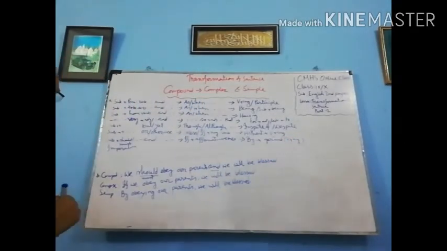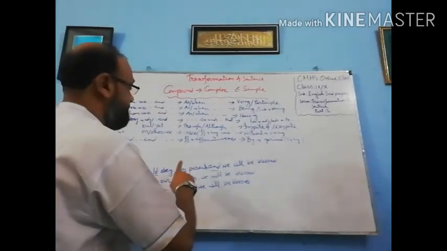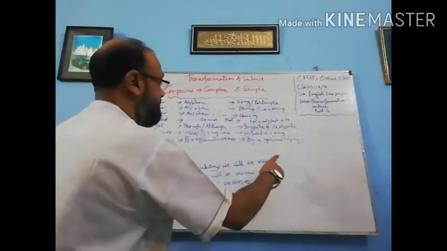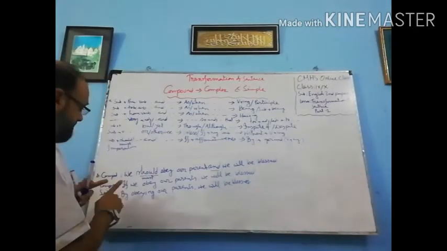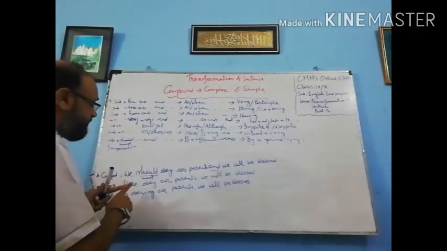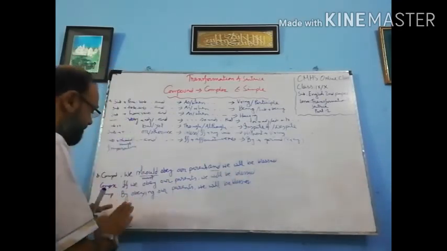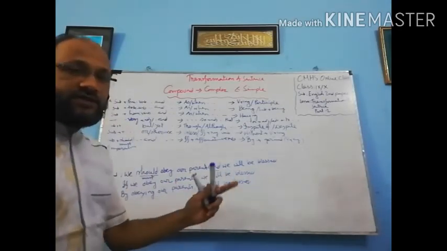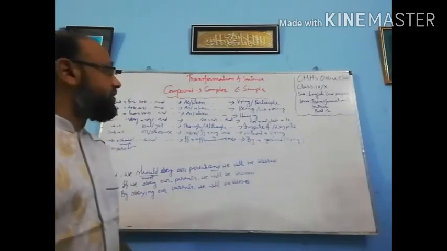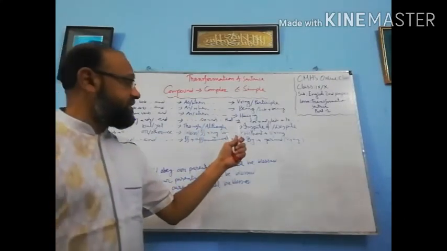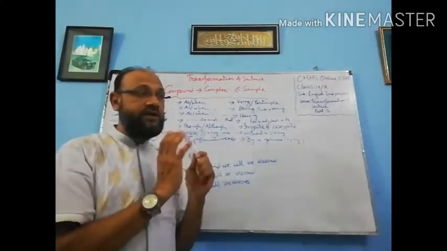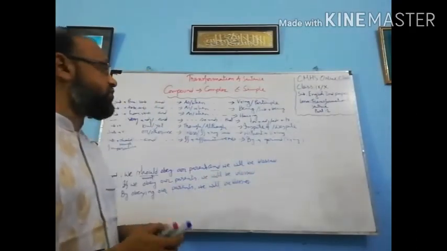So if you look at this sentence, we should obey our parents and we will be blessed. The complex one is if we obey our parents, we will be blessed. And the simple one is by obeying our parents, we will be blessed. So if we look at these sentences, how can we remember them very easily and shortly?